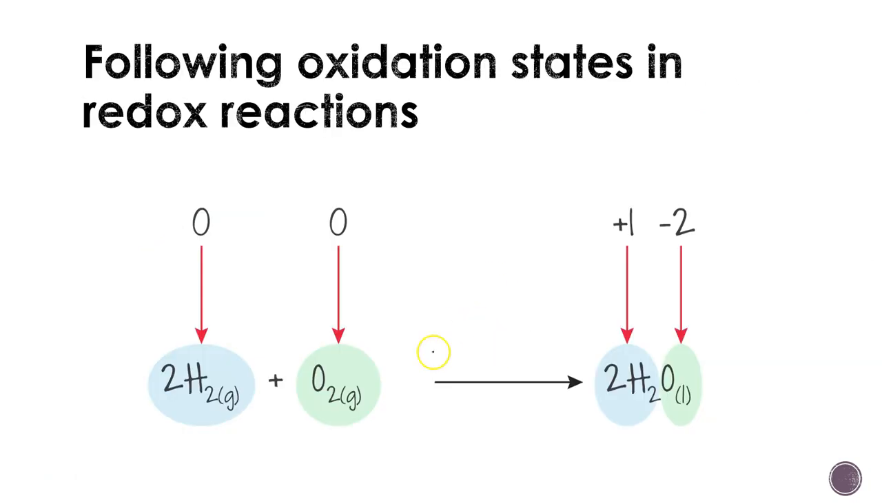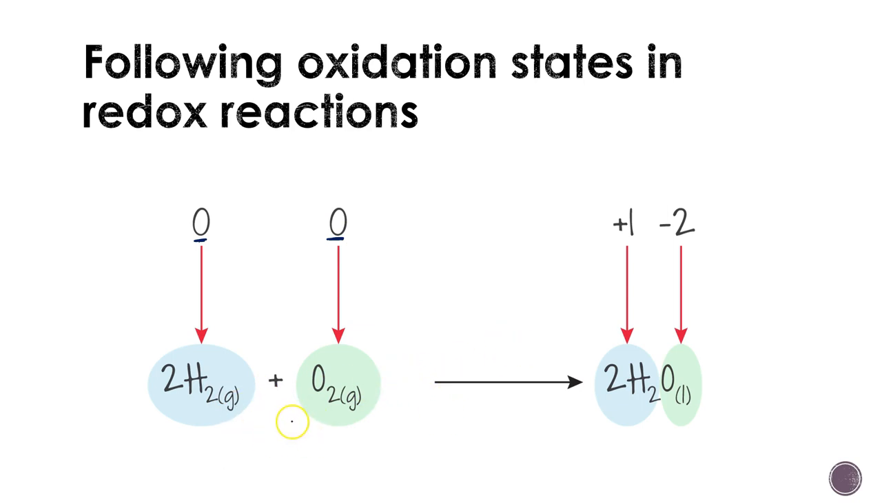So it's a really handy way for us to be able to identify our redox pairs in a reaction. So if we have a look at this, anything that is in elemental state, so H2 gas, N2 gas, O2, anything that is in its natural elemental state will have an oxidation number of 0. So here, H2 has an oxidation number of 0, O2 has an oxidation number of 0.